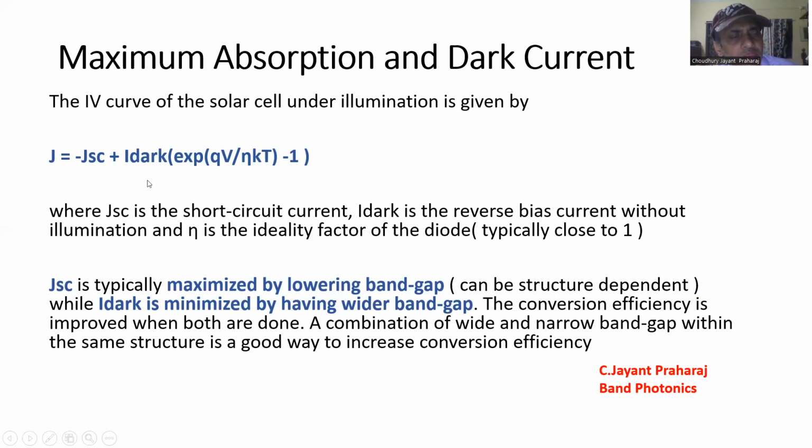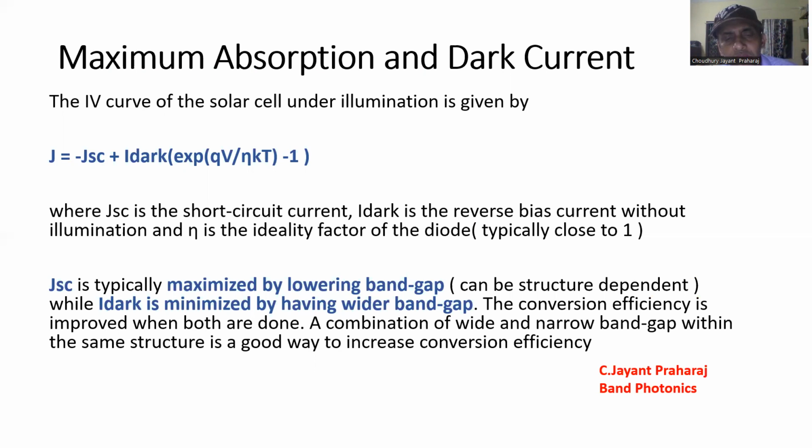Typically, to get good power conversion efficiency, we want a high value of the short circuit current and a low value of the dark current. Now, the short circuit current is typically maximized by lowering the band gap. When you lower the band gap, more of the solar energy spectrum can get absorbed, and that leads to more photo-generated electron and hole pairs. And these electron and hole pairs are swept away by built-in electric fields, and then they are collected as short circuit current. Now, the dark current is minimized by having a wider band gap.